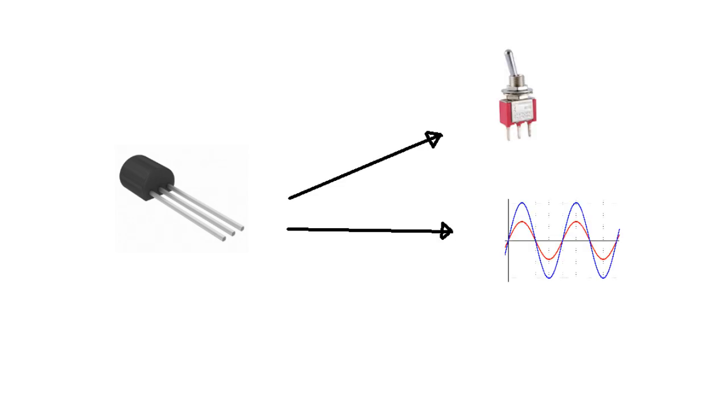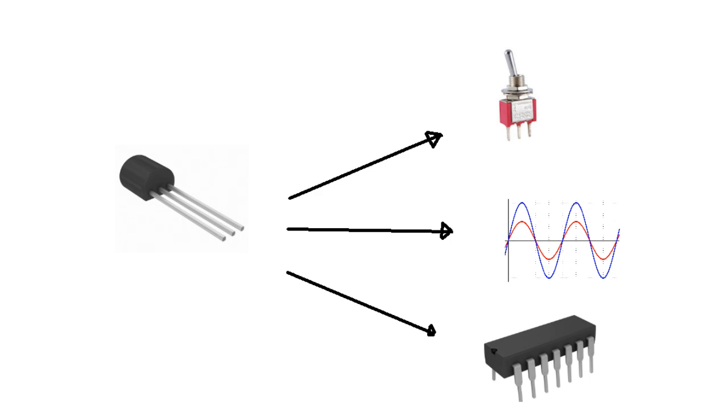Commonly, a transistor is used to switch on or off current and voltage, and it can also amplify AC signals, invert signals, and is used in the construction of integrated circuits and or microprocessors.